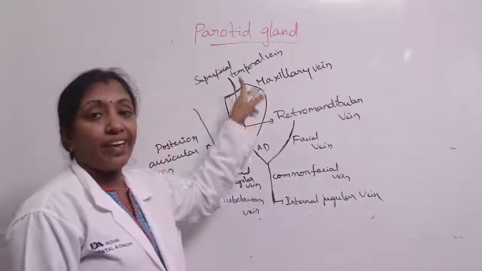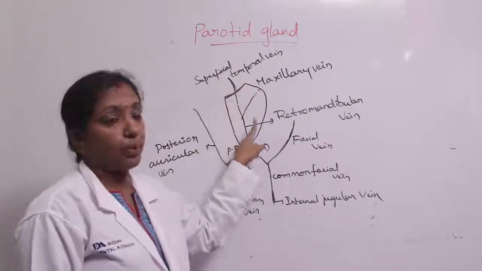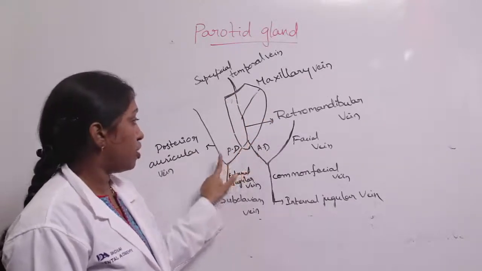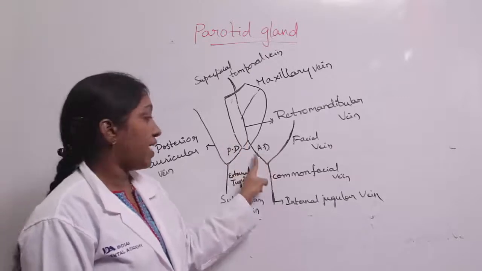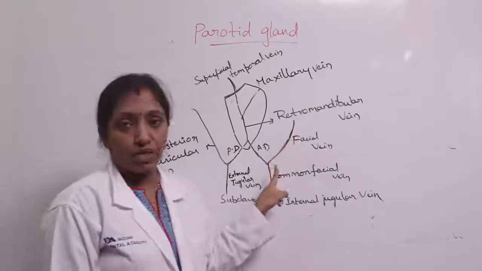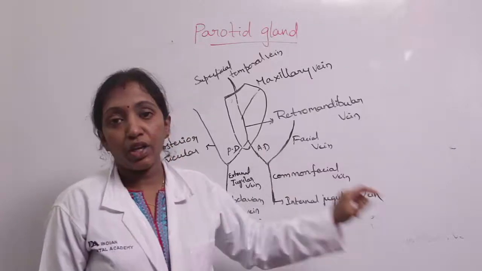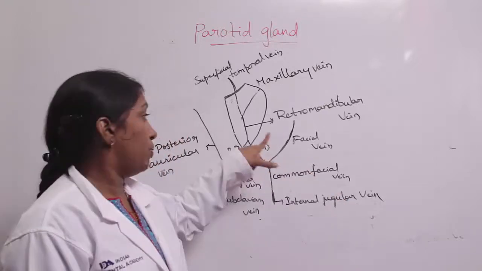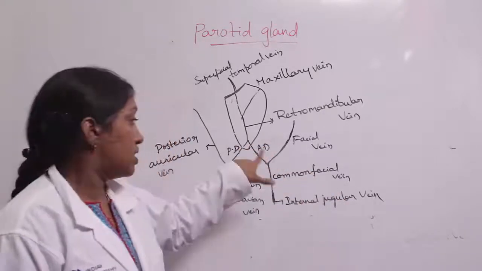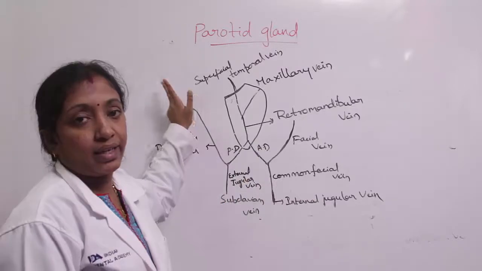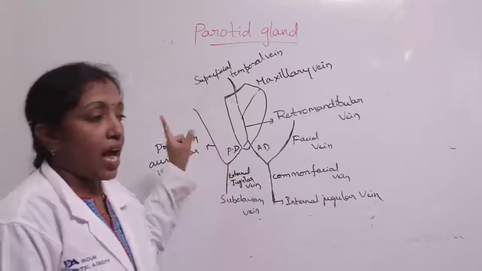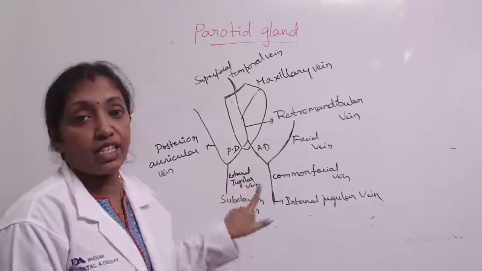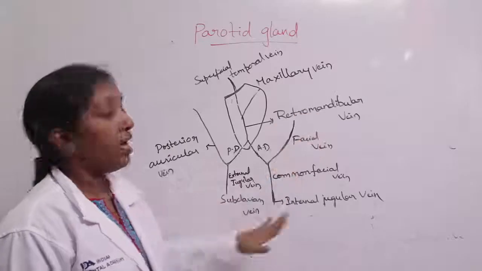So the retromandibular vein is formed by the union of the superficial temporal vein and the maxillary vein, and divides into a posterior division and an anterior division. The anterior division combines with the facial vein to form the common facial vein, and further drains into the internal jugular vein. The posterior division of the retromandibular vein joins with the posterior auricular vein and forms the external jugular vein, which further drains into the subclavian vein. So that's about the retromandibular vein.